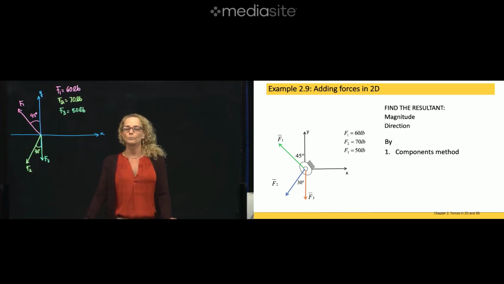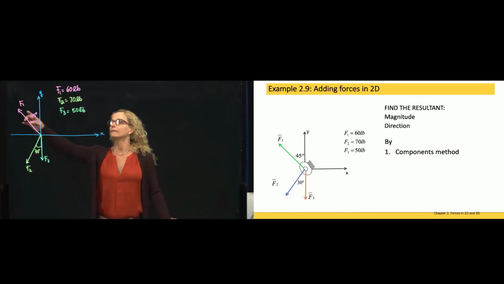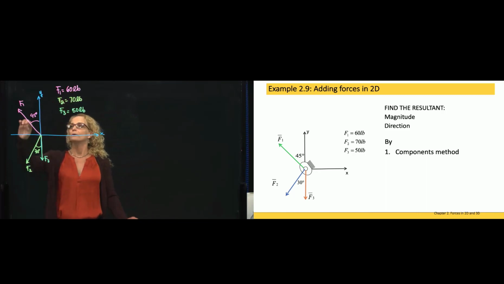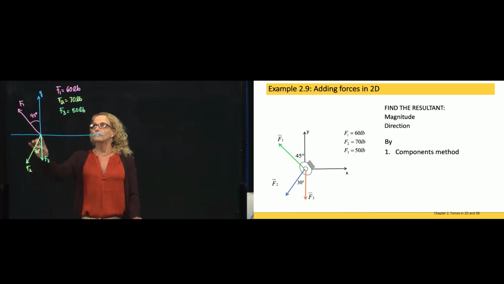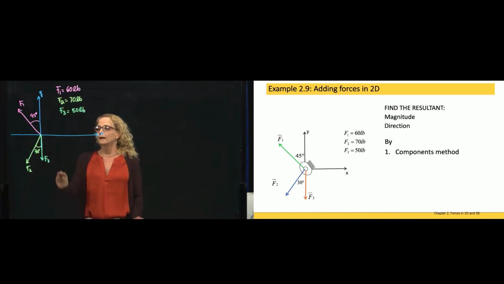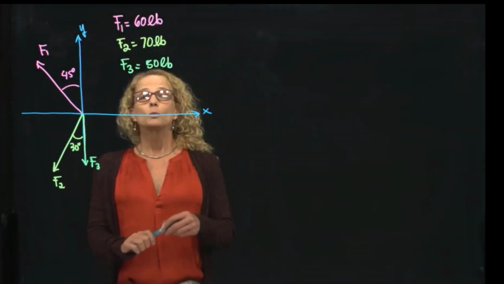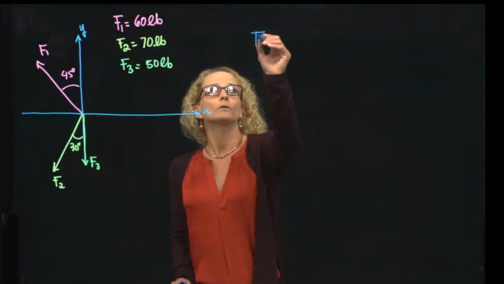This is problem 2.9 of chapter 2, and we are adding forces to find the resultant force. In this case, we have three forces. F1, which is 60 pounds along this line, which is 45 degrees from the vertical line. We have F2, which goes 30 degrees from the vertical axis in the negative direction, in the third quadrant. And we have F3, which is along the y-axis in the negative direction. So we want to find the resultant force.